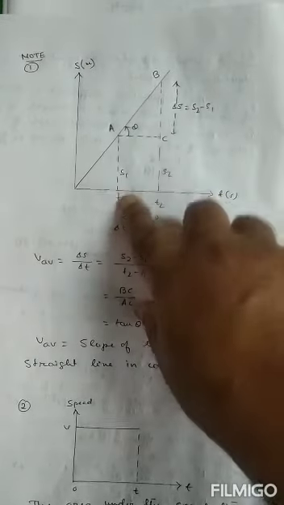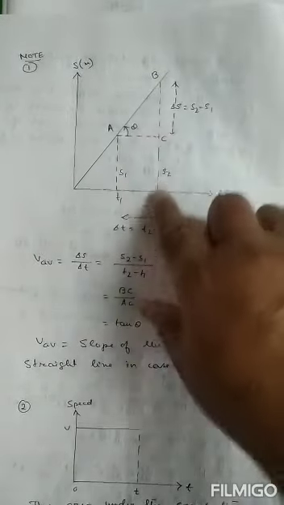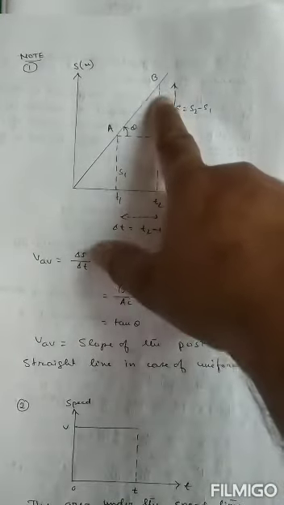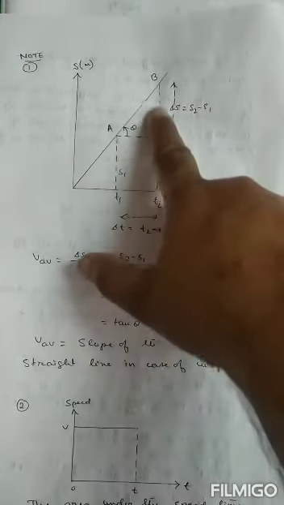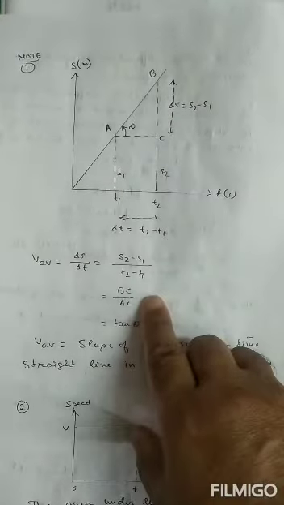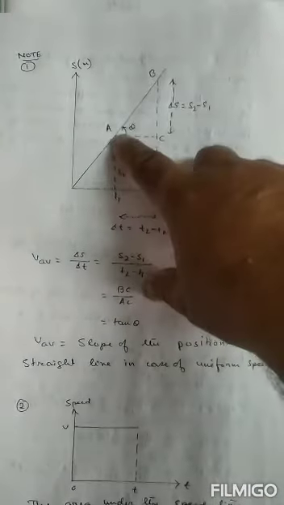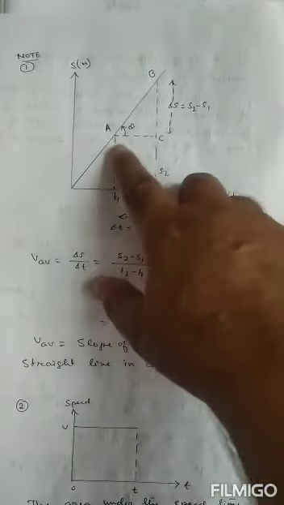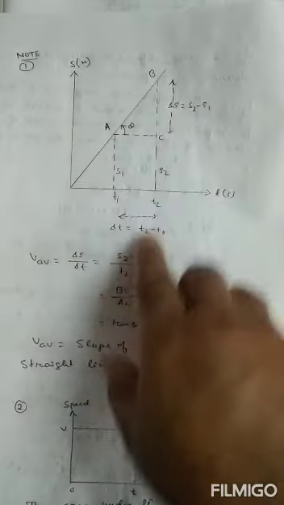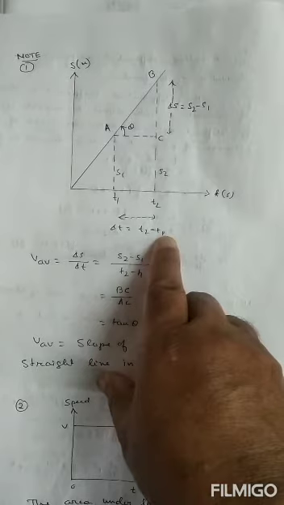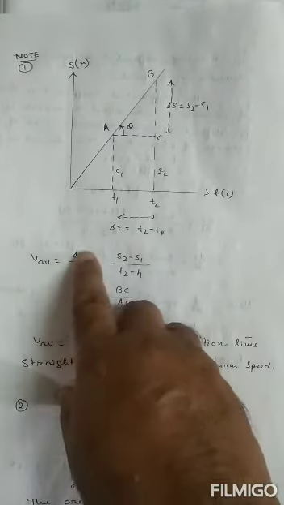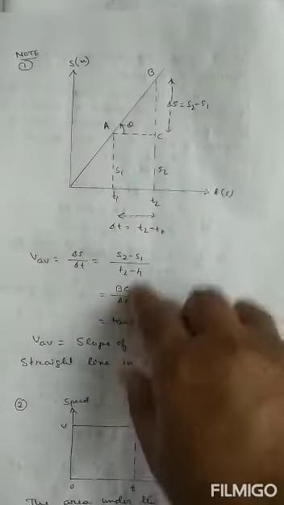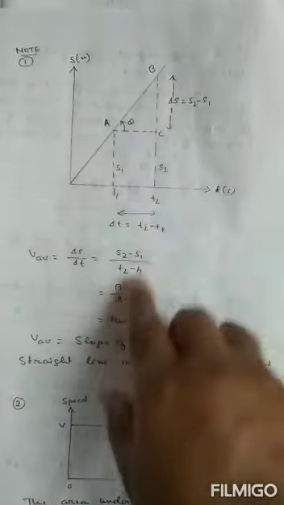A is the position of the body at time t1, B is the position of the body at time t2. This distance is s1, this distance is s2. So what is the total distance traveled by the body from A to B? Delta S is s2 minus s1. What is the time interval from A to B? Delta t is t2 minus t1. So what is the average speed? Delta S by delta t. Average speed is BC. Delta t is AC.